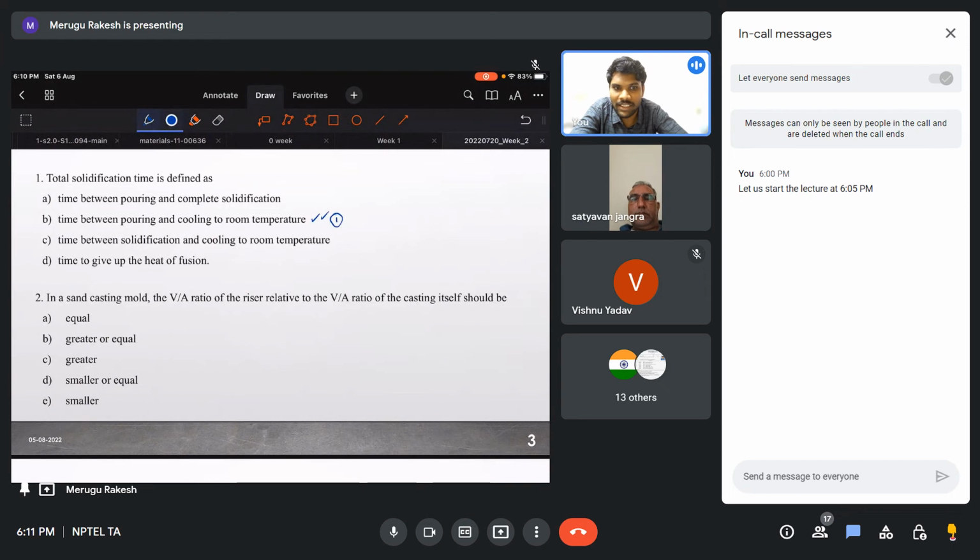So no guesses? Any guess? Okay. So I will not tell directly the answer. I will show you what exactly is happening during solidification, so that you can make out what is the answer.